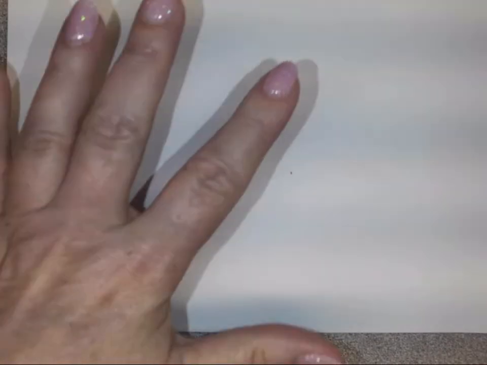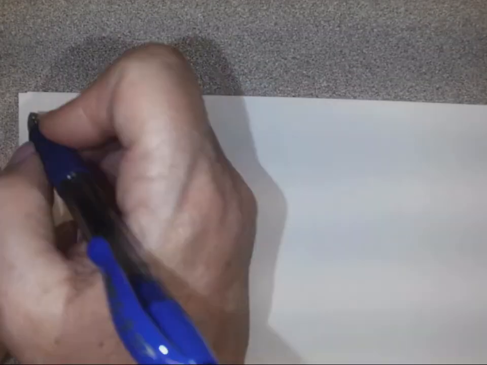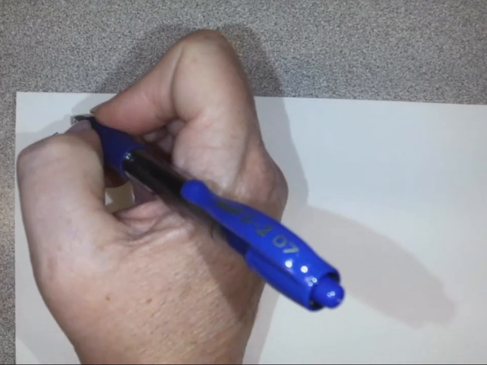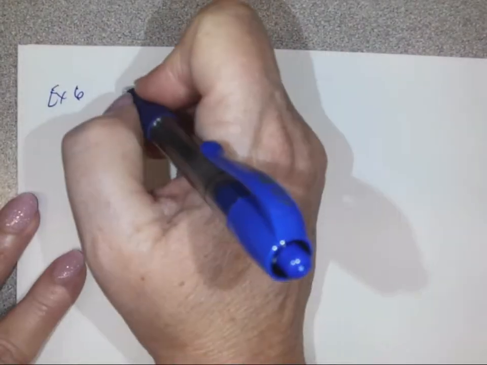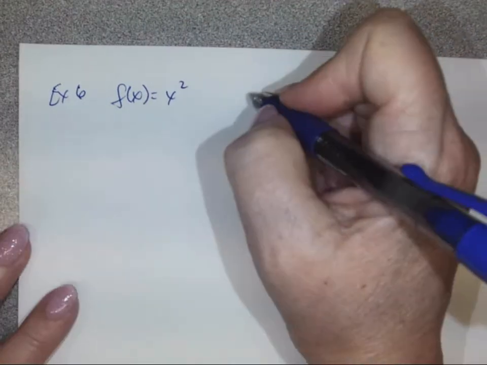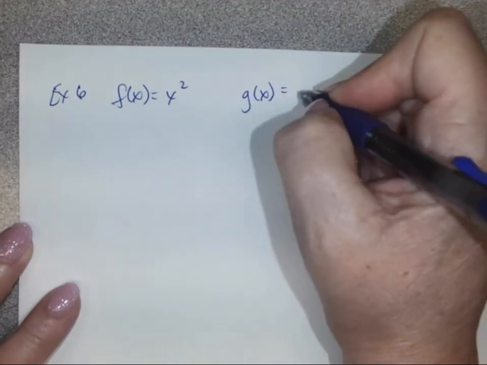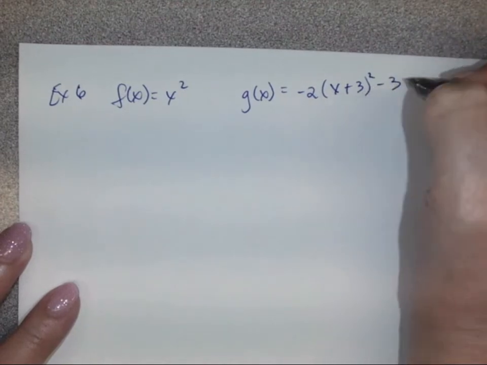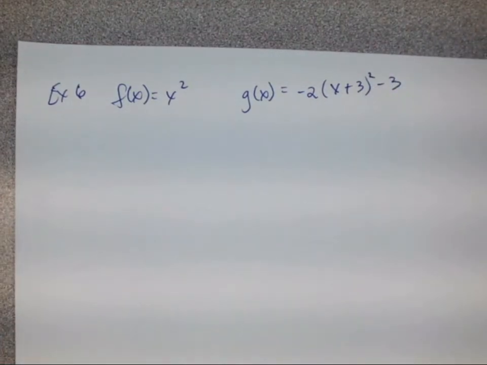Next thing we're going to look at is a bigger problem. So let's do example. That last one was example 5. We're on example 6. So if we look at f of x equals x squared, and g of x equals negative 2 times (x plus 3) squared minus 3. So we're going to combine a lot of things together for this one.